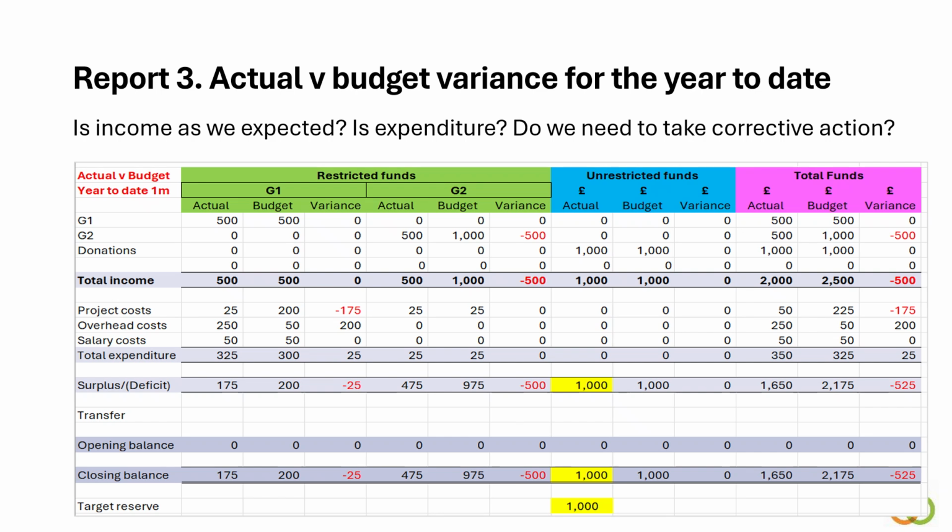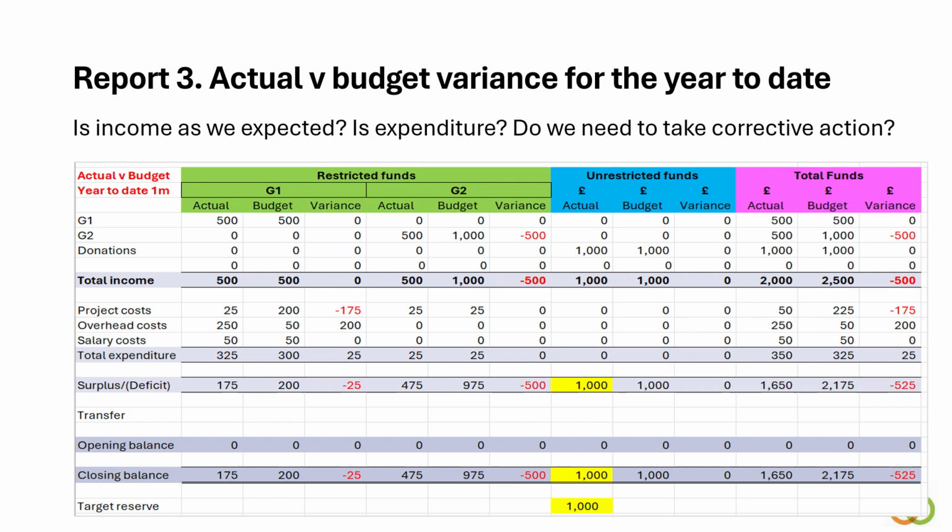We might then have a report that gives our actuals, which is the same as our income and expenditure, but compares it to budget for the year to date. And we look then at the variances. Is income as we expected? Is expenditure as we expected? Do we need to take corrective action?